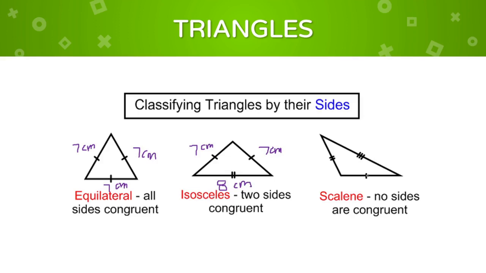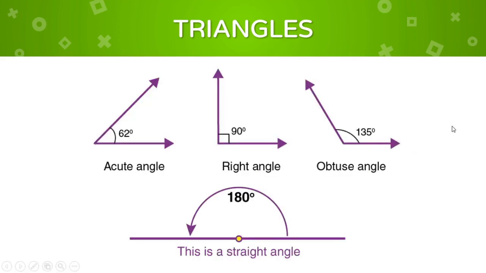Kapag wala pong pareho, di ba? Isa lang siya, dalawa, tatlo, lahat sila magkakaiba. So, if this is 6, if this is 7, and if this is 8, magkakaiba siya, we call this a scalene triangle.